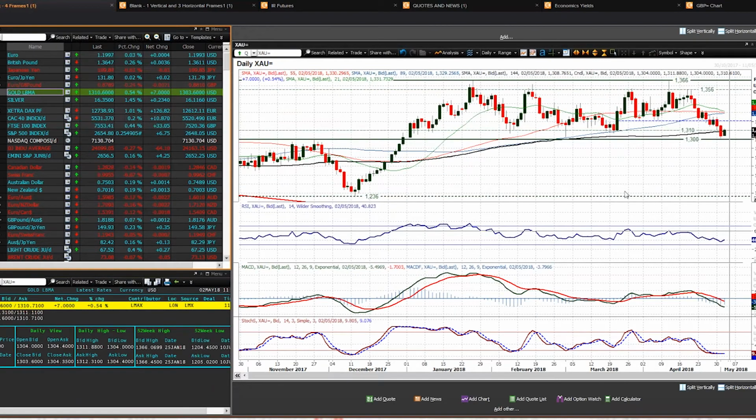It is overbought on the RSI. Resistance around 7,600, by the way, but that uptrend channel is still pretty good.